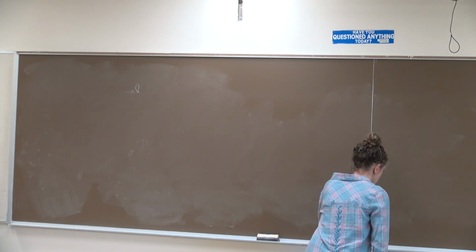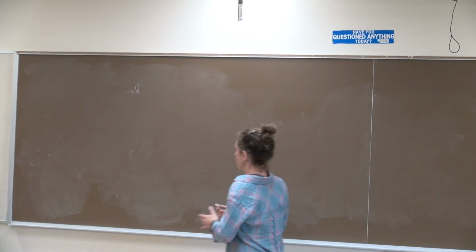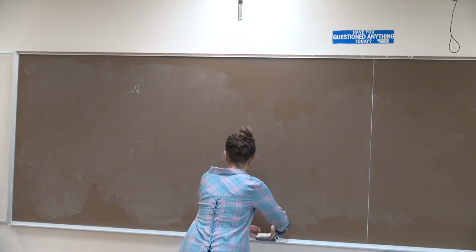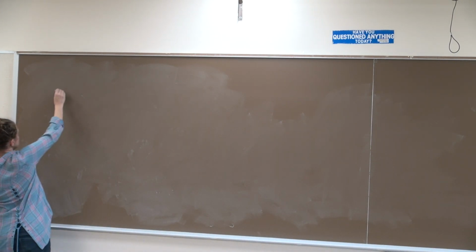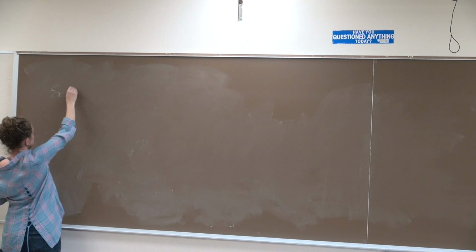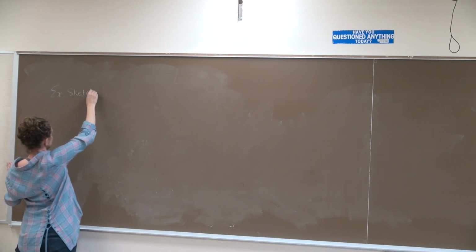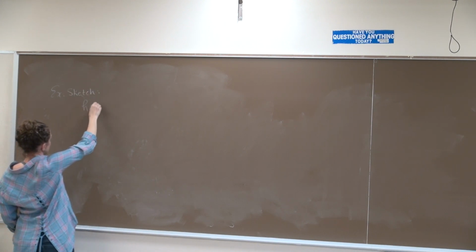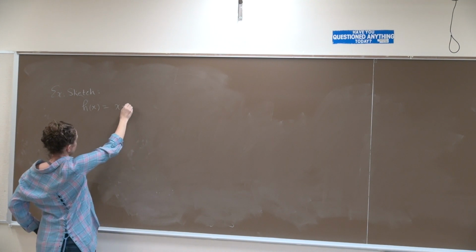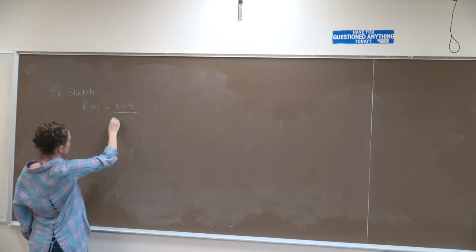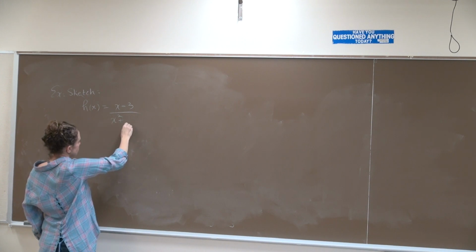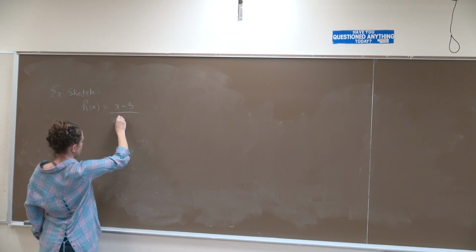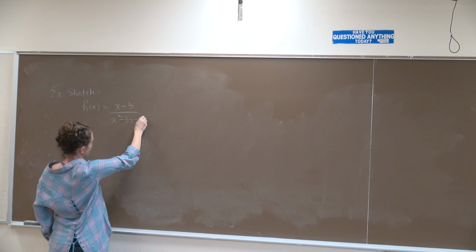And let's take a look. So the same thing, I'm going to use the 7 steps to graph it. Let's take a look at the rational function h of x equals x minus 3 divided by x squared minus 3x minus 4.